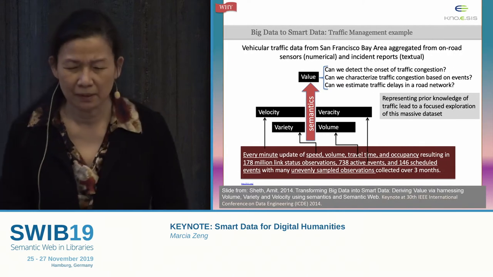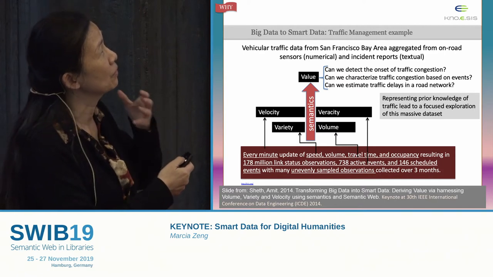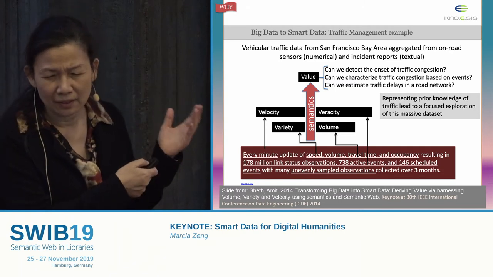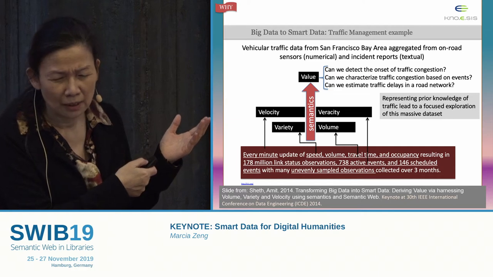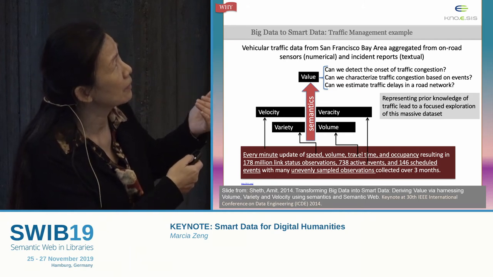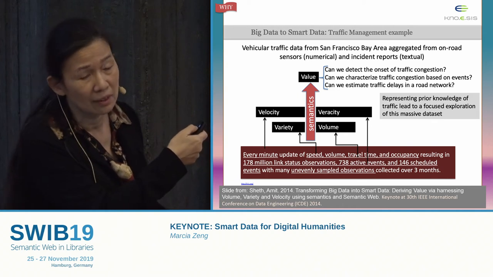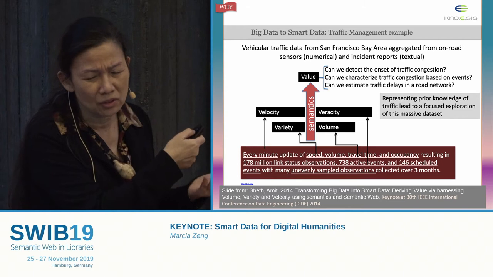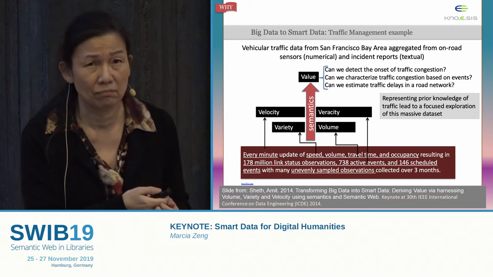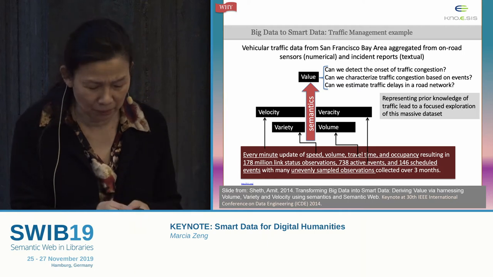Another example is based on transportation. It's the same thing: every minute you get all the updates of the information. You get the whole San Francisco area, and all the information related to it, diverse and of different quality and different speed coming out. But what you really want is that value. Can we make decisions based on this? Can we detect the onset of traffic problems? Can we make decisions to announce it and let people know?